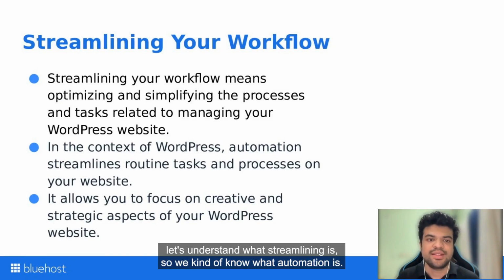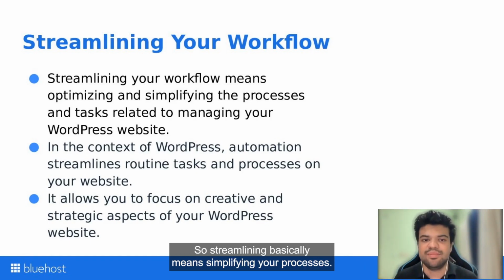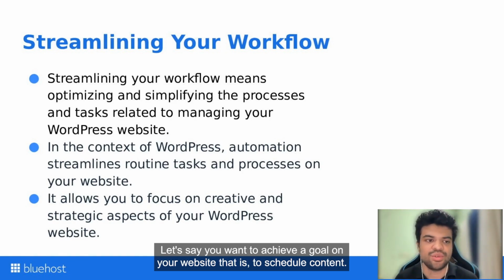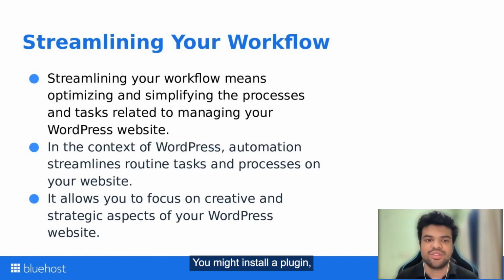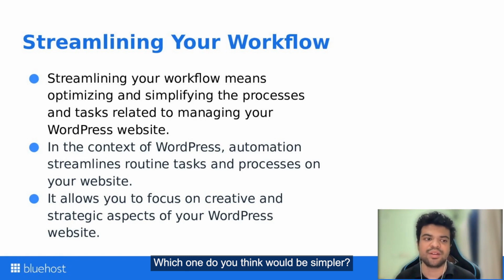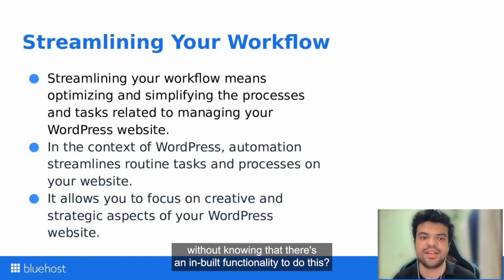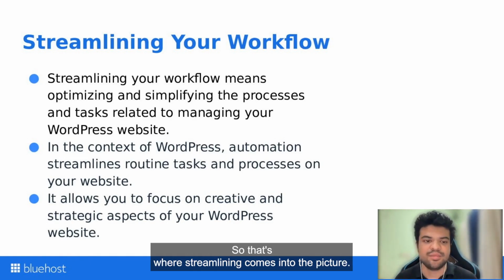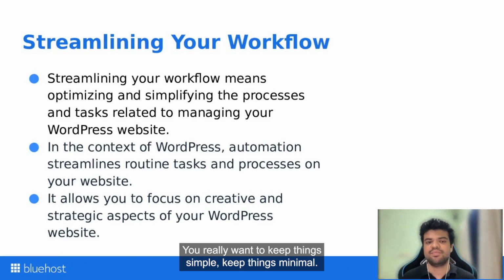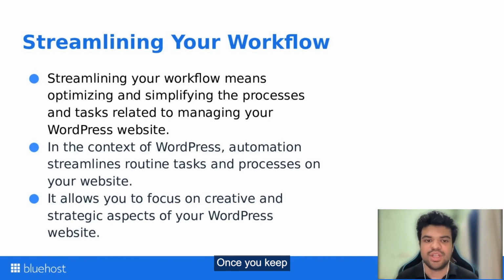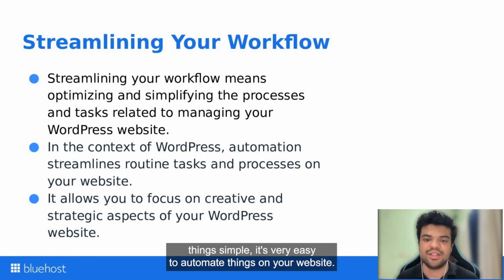Moving forward, let's understand what streamlining is. So we know what automation is. Streamlining basically means simplifying your processes. Let's say you want to achieve a goal on your website, that is to schedule content. You might install a plugin. You might know about the inbuilt tool that's available to schedule your posts. Which one do you think would be simpler? Do you want to really install an additional plugin without knowing that there's an inbuilt functionality to do this? So that's where streamlining comes into the picture. You really want to keep things simple, keep things minimum. Once you keep things simple, it's very easy to automate things on your website.